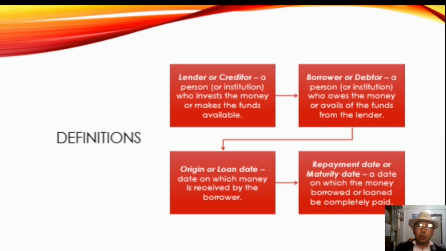Now, who is that someone who borrows money? He is called to be now the borrower or debtor. So when we say borrower or debtor, this is a person, again, or institution who owes the money to someone or avails the money or a fund from the lender or creditor. Meaning to say, the borrower speaks of the person who uses the money taken from the creditor or lender.